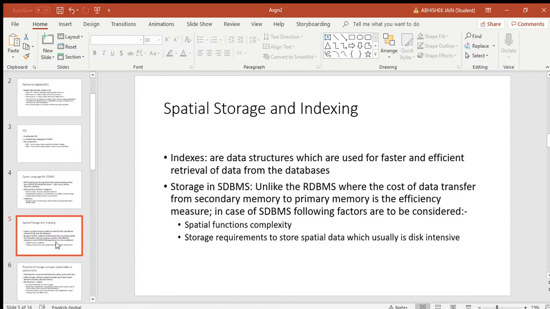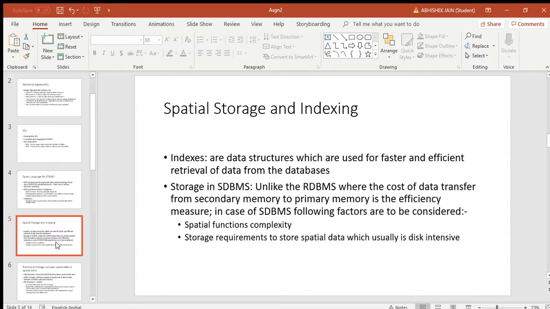Talking about spatial storage and indexing. Indexes are data structures which are used for faster and more efficient retrieval of data from databases. Now, the storage in spatial database management systems. Unlike relational database management systems, where the cost of data transfer from secondary memory to primary memory is the efficiency measure, in spatial database management systems the following factors are to be considered. First, spatial function complexity. Spatial functions are progressively more complex than relational database functions. Secondly, the storage requirements to store spatial data, which is usually disk intensive.